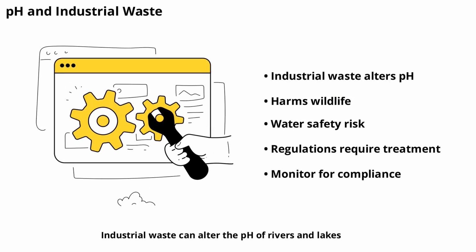Industrial waste can alter the pH of rivers and lakes, harming wildlife and making water unsafe. Regulations require factories to treat waste and neutralize acids or bases before releasing it. Monitoring pH helps ensure compliance and protect the environment from pollution.